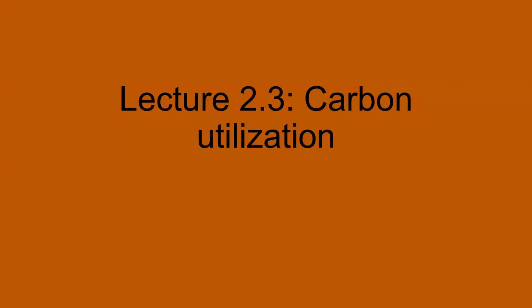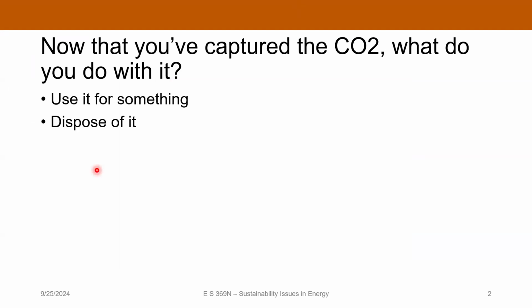Okay, so next up here is carbon utilization. You probably can tell we're stepping through the CCUS. We just did carbon capture. Now we have carbon utilization. The setup here is, let's imagine that you've captured some CO2. The question is, what are you going to do with it now? You really have two choices. You can use it for something, or you can simply dispose of it. Today we'll talk about the using it step, and then probably Friday and next week we'll talk about the disposal step.